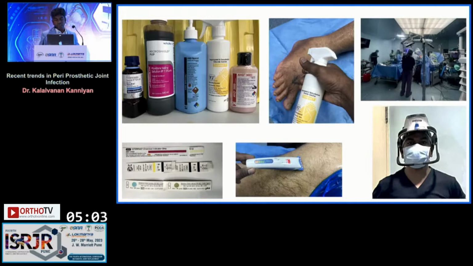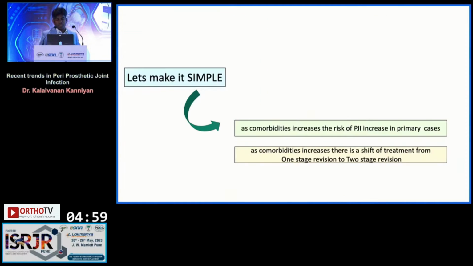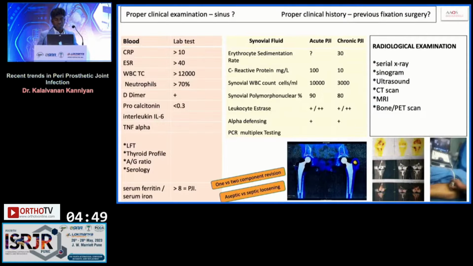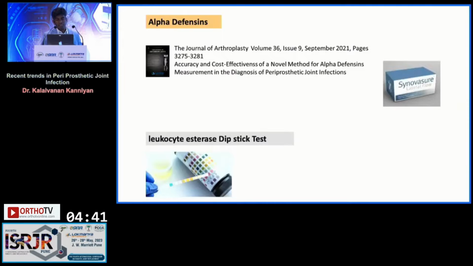We follow all the preoperative measures to control infection in almost all the patients. Let's make it simple: as comorbidities increase, the risk of PJI is more, and when the comorbidities are fewer, we consider them for one-stage rather than two-stage revision. These are some of the blood tests we do for the infection case, in the blood as well as in the synovial fluid, along with radiological examination methods.